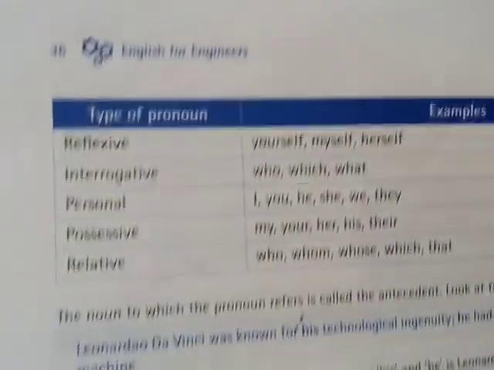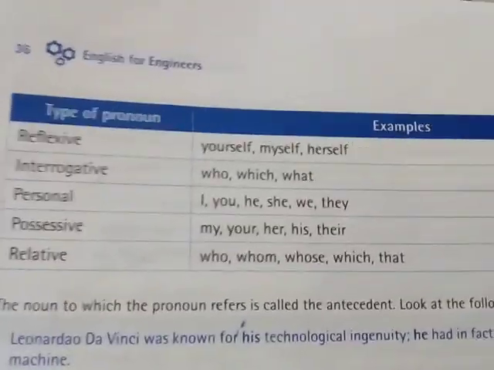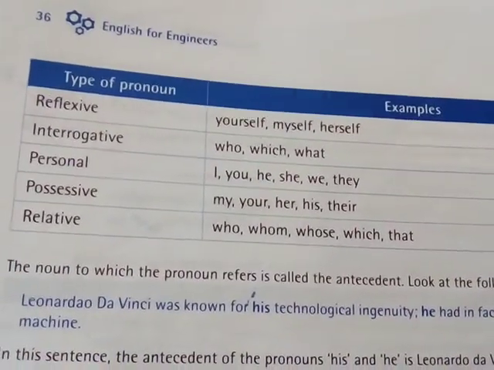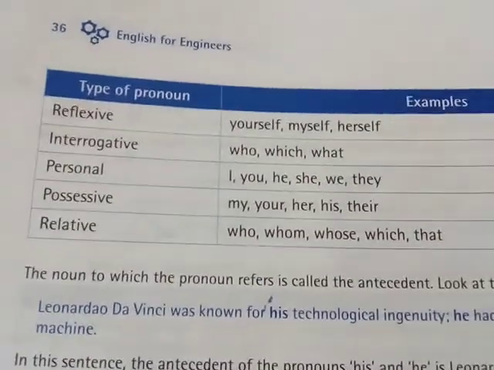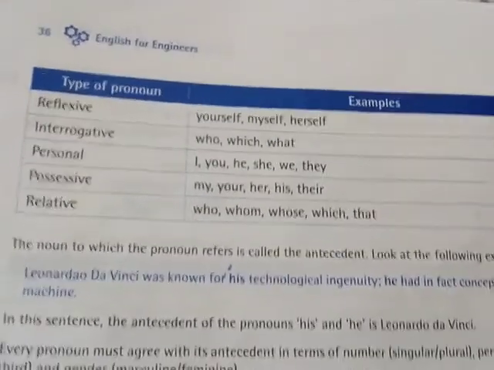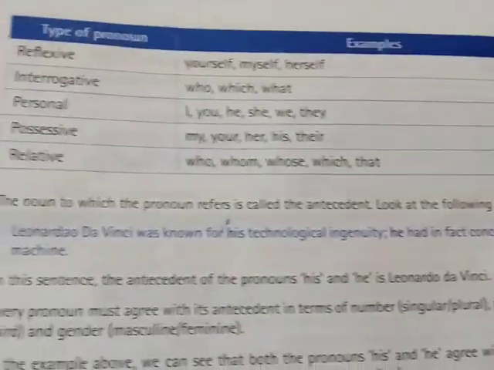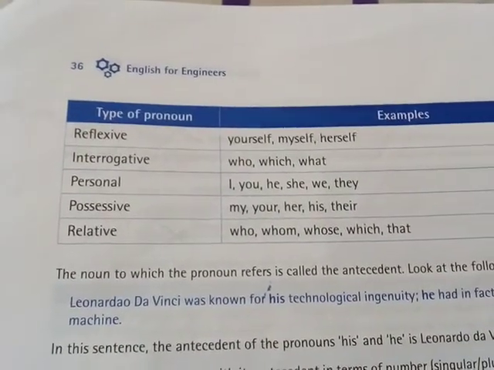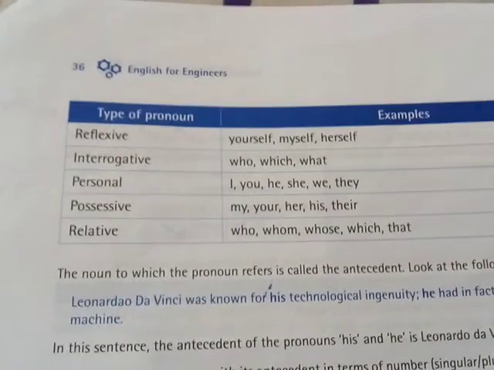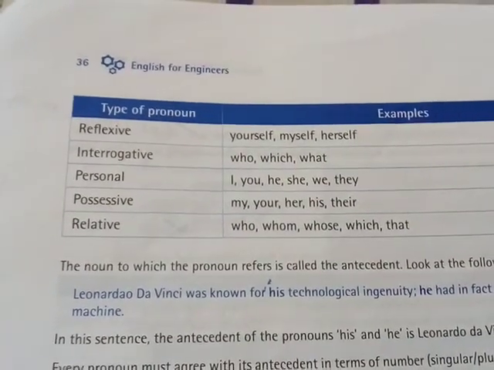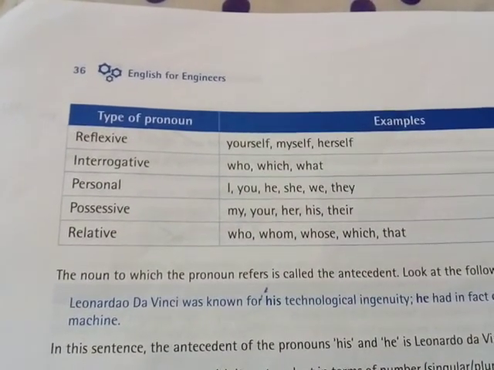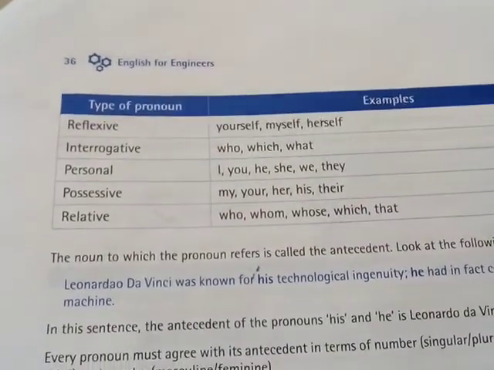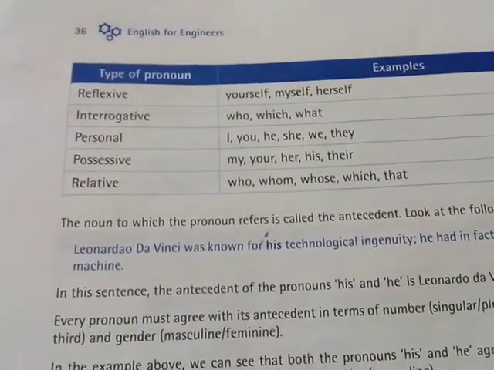And the third kind of pronouns are reflexive pronouns. Reflexive pronouns are yourself, myself, herself. For example, they enjoyed themselves in the party. They are called reflexive pronouns. Interrogative pronouns. For example, who, which, what. Who is your father, or who is your teacher, which is your favorite movie. So these are called interrogative pronouns.